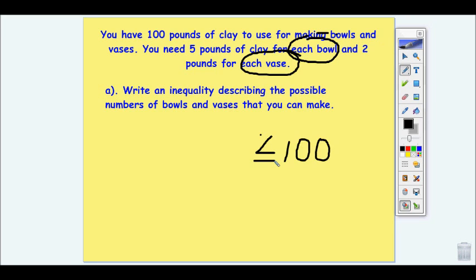So we have 5 pounds of one variable. We could make this B, but we're going to go ahead and just stick with our x's and our y's. We could use B and V for bowl and vase, but we're going to use our two variables. And we have 2 pounds for each vase, which is going to be our other variable. So we have 5x plus 2y has to be less than, can't be more than 100 pounds, that's all we have to use, or equal to 100 pounds.